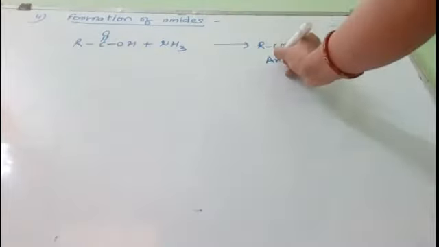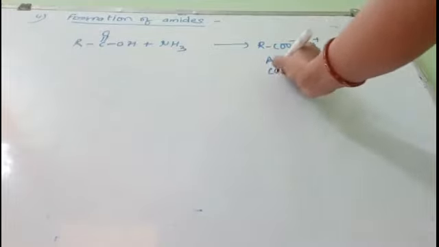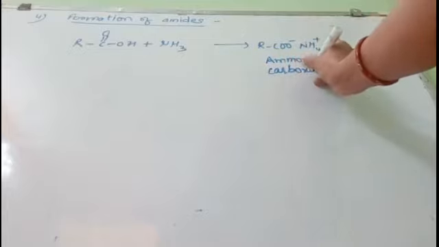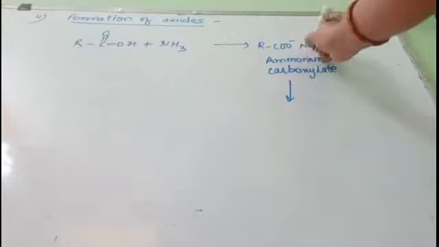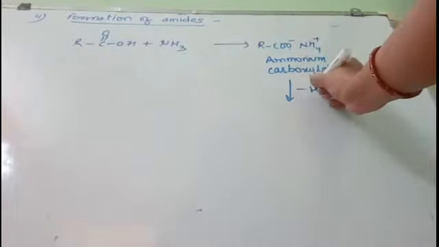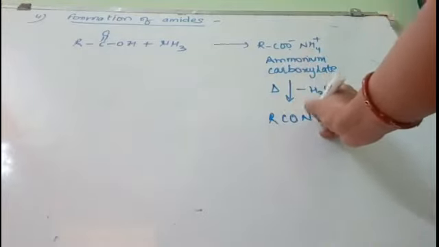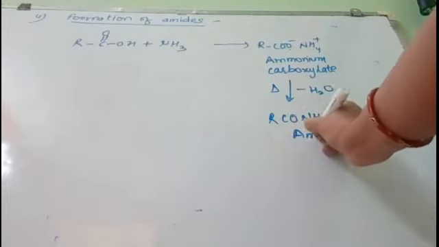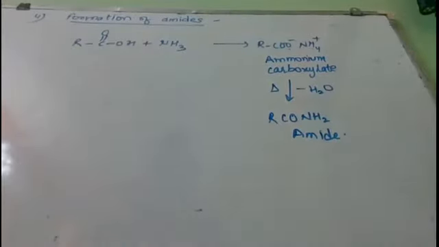This is known as ammonium carboxylate. Okay, afterwards H2 from here, O from here will be released. So water will be released upon heating and you will get RCONH2, that is amide will be formed. So on treating with ammonia followed by heating, the carboxylic acid can be converted to amide, right?